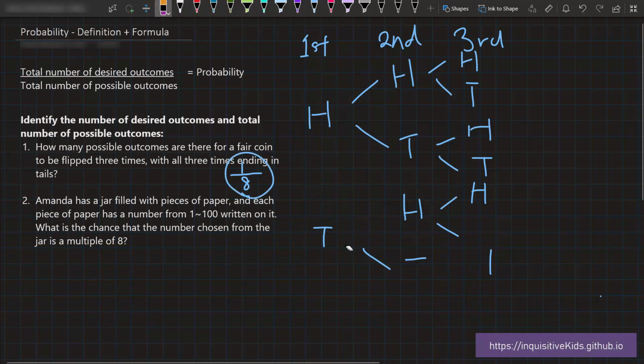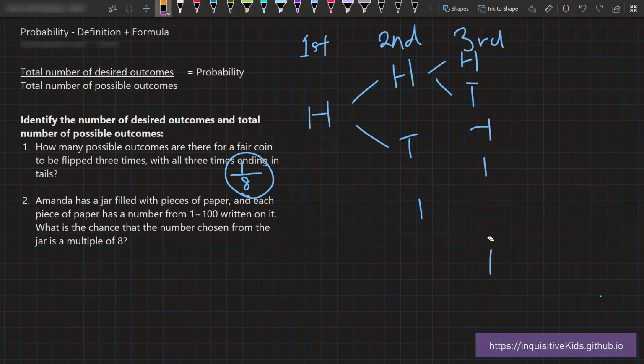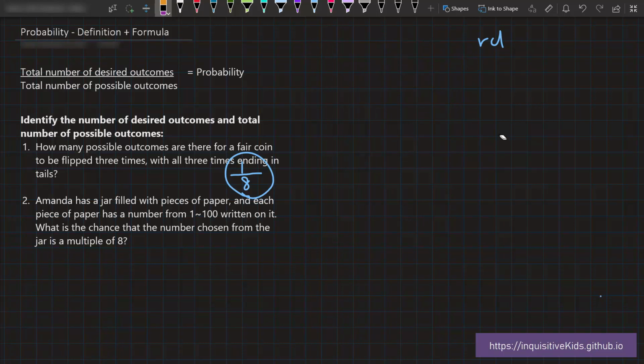Now let's take a look at our second problem. Amanda has a jar filled with pieces of paper, and each piece of paper has a number from 1 to 100 written on it. What is the chance that the number chosen from the jar is a multiple of 8? Remember, the range of these numbers is from 1 to 100. So what would be our denominator? Well, since there are pieces of paper written from 1 to 100, there are 100 total numbers that could be chosen. So our denominator, or the total number of possible outcomes for this problem, is 100.